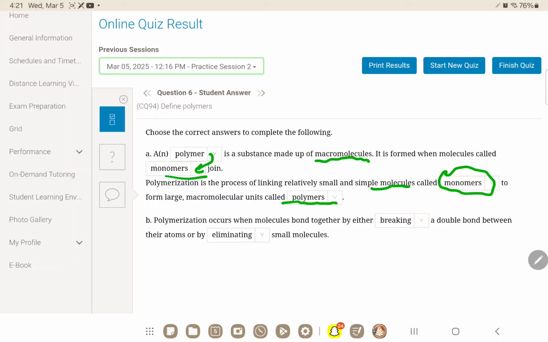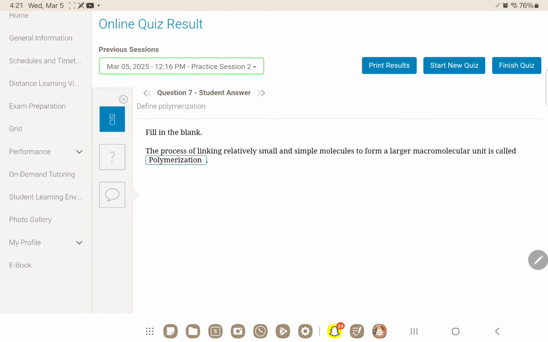Polymerization occurs when molecules bond by either breaking a double bond, like if you had C like this, you'd break this bond and do this, or by eliminating small molecules. Memorize this. It's definitions. Move on. The process of linking really small and simple molecules to form large macromolecule units is called polymerization. So the process of making polymers is polymerization. Moving on.